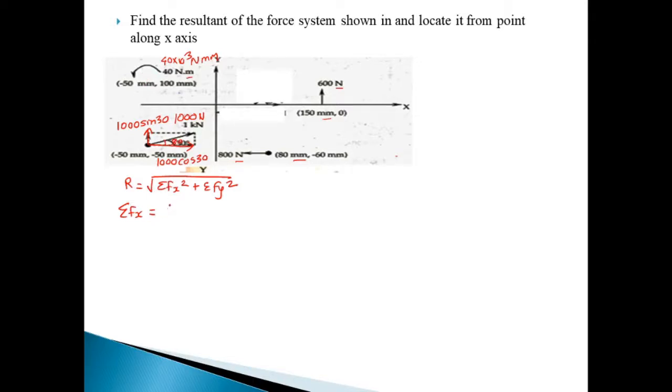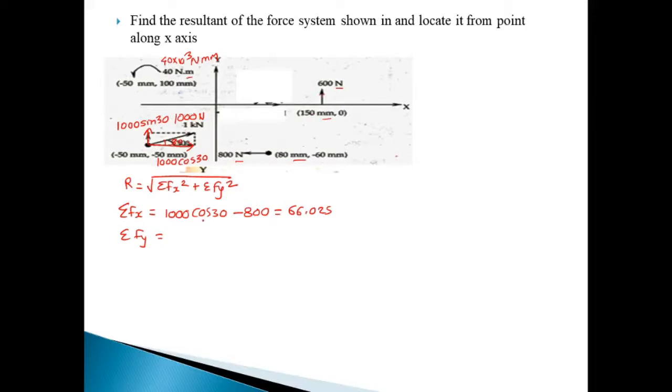So for Fx, the first x component is 1000 cos 30, and it is in positive x-axis direction. Next, this is the 800 Newton force, which is in the negative x-axis. This way we can find out the summation Fx, and this value comes up to 66.025.